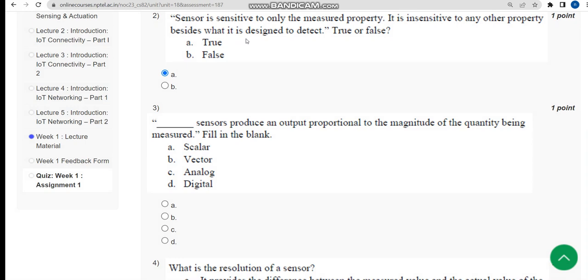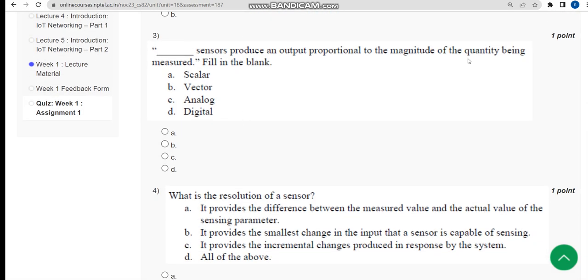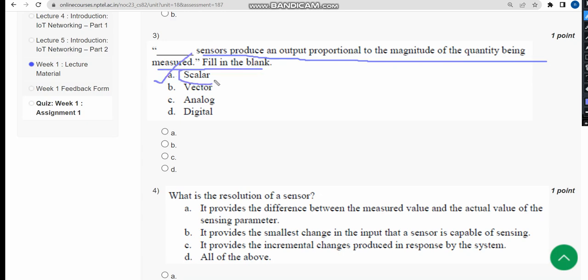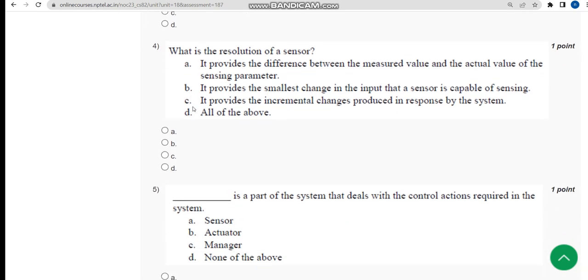Now let's move on to the third question. Dash sensors produce an output proportional to the magnitude of the quantity being measured. For the third question, the answer is option A, scalar. So mark option A as the correct answer for the third question. Now let's move on to the fourth one.